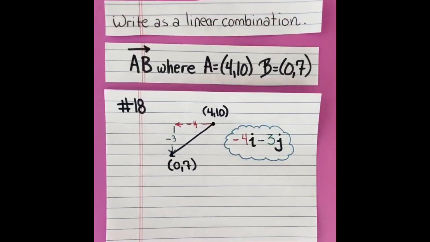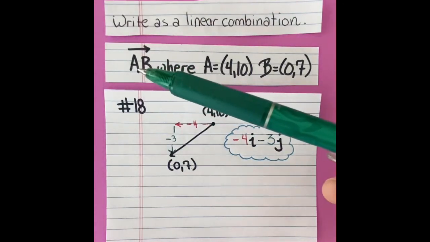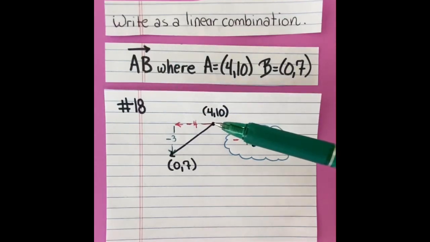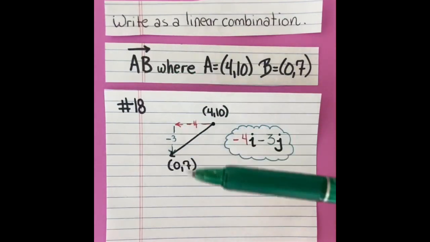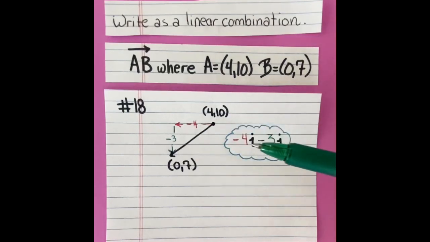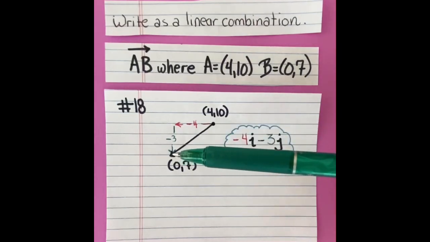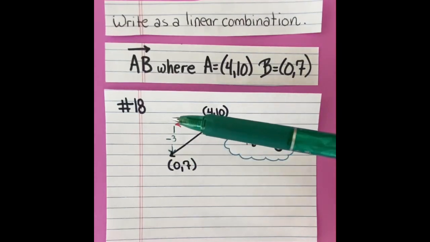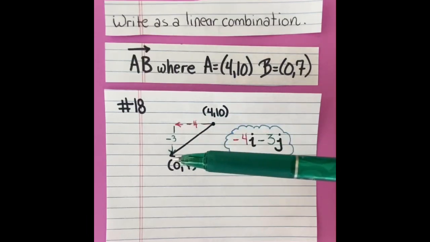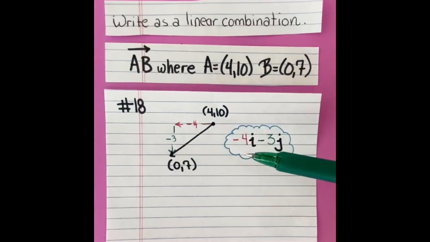To write vector AB in linear combination form, I sketched the vector AB. A comes first, so A is the tail. B comes second, so it's the head. The number in front of i tells me how much to move right or left, and the number in front of j tells me how much to move up or down. We always want to start at the tail and move to the head, so we will need to go left 4, down 3. Vector AB in linear combination form is -4i - 3j.